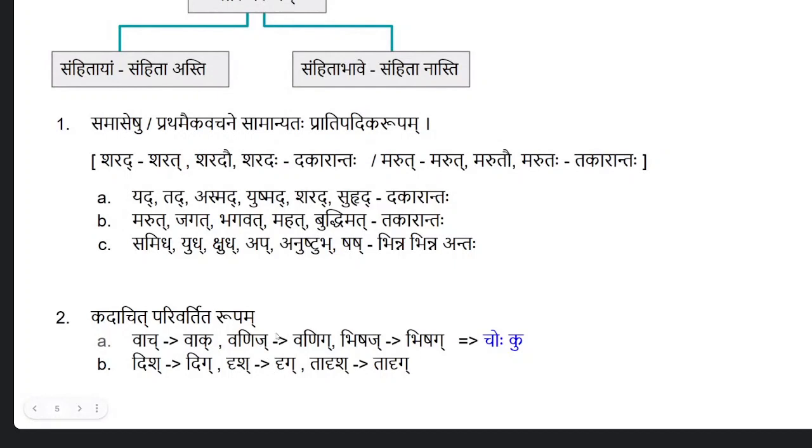Vanij. See, Vach, Vanij, Bishaj are all Pratipadikams. This is a Chakaranta ending, Jakaranta ending, Jakaranta ending. But because Choh Kuh has been applied even before Jashtvam, Vach has become Vak, Vanij has become Vanig, Bishaj has become Bishag. Since we are not studying this and we are starting from Jashtvam, we will be taking Vak as the starting point, Vanig as the starting point, Bishag as the starting point. Okay? Even though the Mula is Vach, it has already changed to Vak by the time it has come to Jashtva. That is why we start with Vak. Okay? Same thing, Dish has changed to Dig, Drish has changed to Drug, and Tadrish has changed to Tadrig because of some other sutra even before Jashtva.